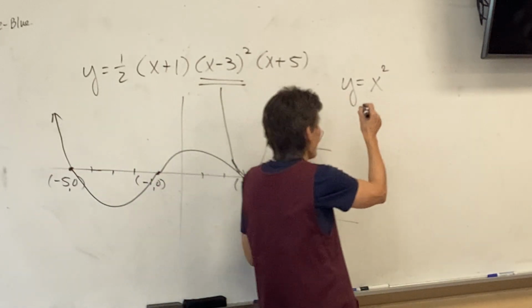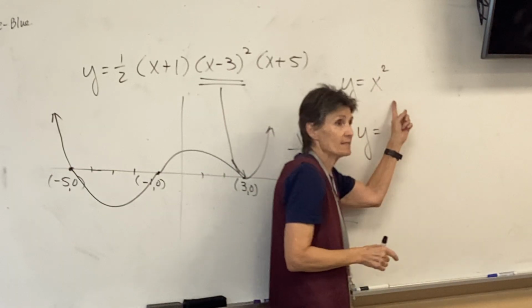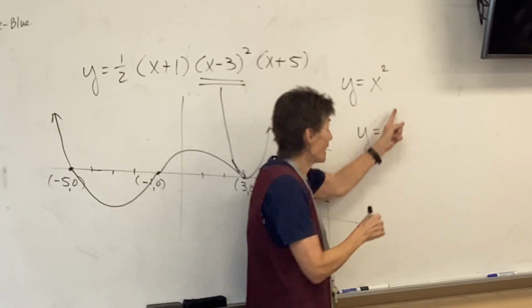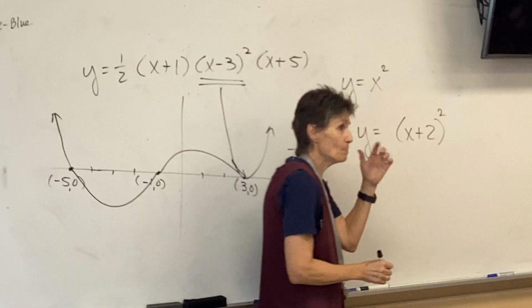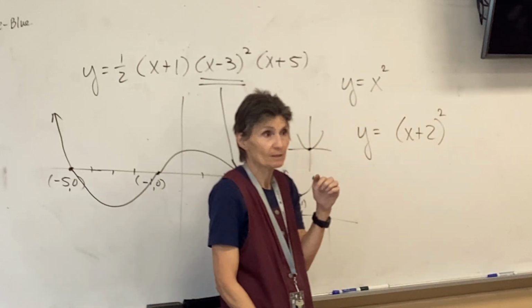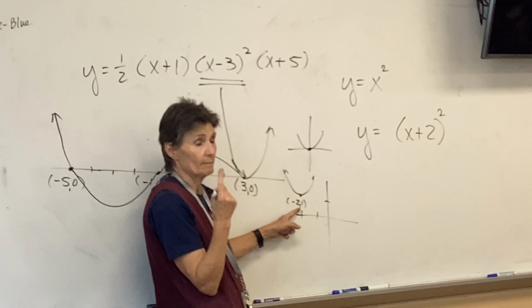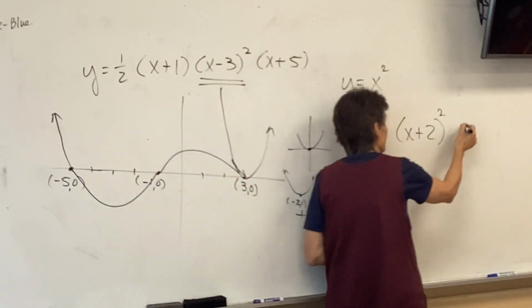So what do I do to my equation to move it 2 units left? X plus 2? Doesn't that move you 2 units to the left? And then I need to go up 1. How do I do that? Plus 1. Plus 1 on the end.